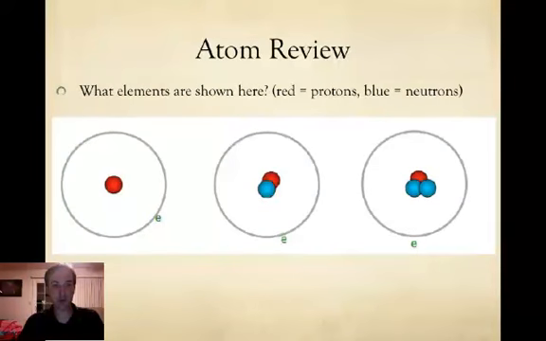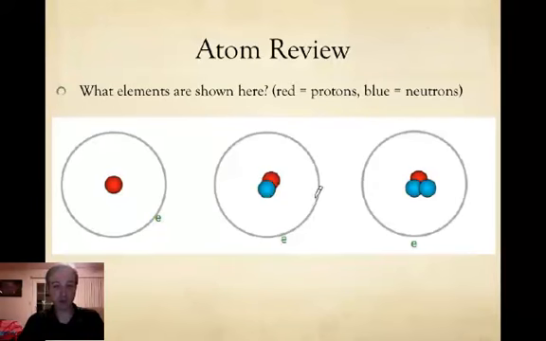So I'd like to start off with a little bit of review of the atom. We talked about them yesterday, and what I'd like you to do right now is, if you assume that these red dots here are protons, and the blue dots are neutrons, I'd like you to determine what elements are shown here. So pause the video and see if you can figure it out.